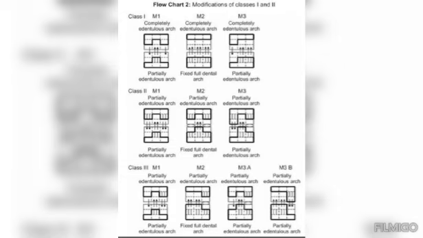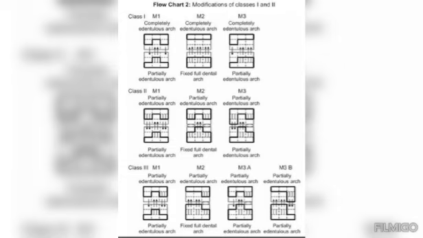This picture shows class 1, that is M1, M2 and M3. The first one is in the maxilla, a completely edentulous arch. The first modification is a partially edentulous arch, but with presence of anterior teeth. The second one is a fixed full lower dentition in the mandible. And the third one is a partially edentulous mandible with teeth present in the anterior and posterior region.